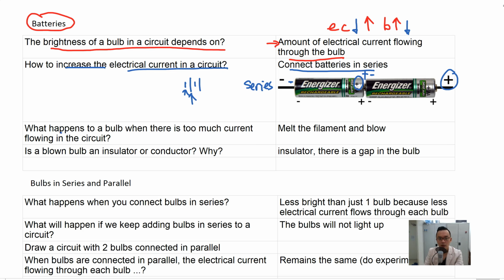Okay, so next question, what happens to a bulb when there's too much current flowing in the circuit? So if I connect a battery like that, like times 100 batteries, and I connect that to a bulb, what is going to happen? It will melt, basically it will melt the filament and it will blow the bulb.